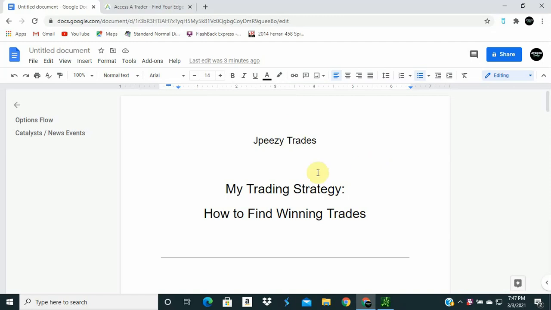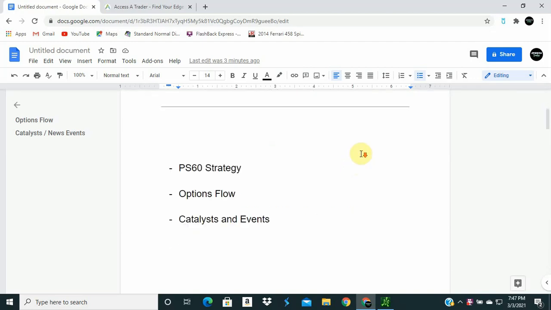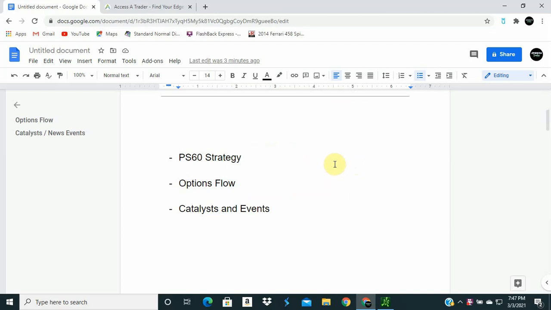So I'm going to break this down into three separate parts, kind of like I did in the other video, and basically explain to you guys the trading strategy I developed and how I find high probability trades from it. So to begin, here are the three components I broke it down into.